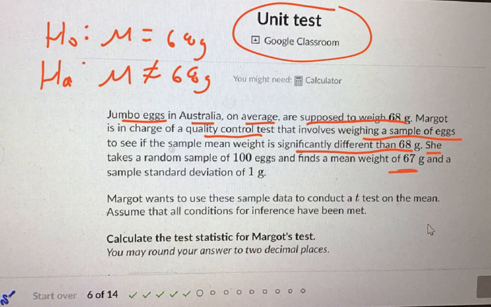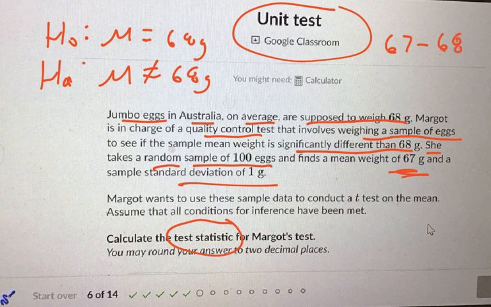Now, of course, the results come out to be 67 grams on average for a random sample of 100 eggs with a standard deviation of 1 gram. We want to calculate the test statistic. So long story short, guys, it's going to go like this. We take what we have in our data, 67. We're going to compare that to our null hypothesis, which is supposed to be 68.